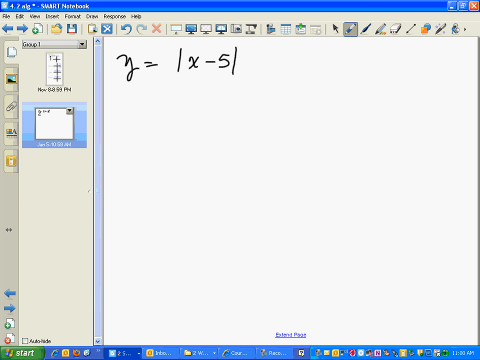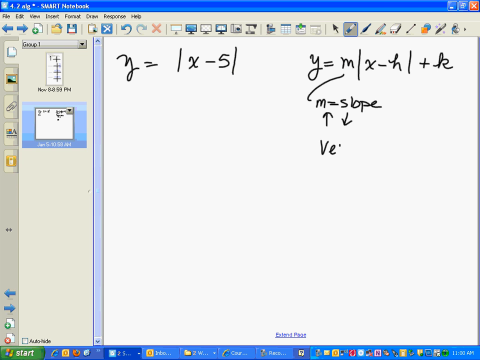The big thing that you want to remember, and some of you wrote this on your homework because you did some research, was this. Okay? This is your general form of an absolute value function. M is your slope. And like a parabola, it determines if it opens up or down. Obviously, if M is positive, your absolute value function opens up, and if it is negative, then it will open down. Okay? Your vertex is going to be h comma k.